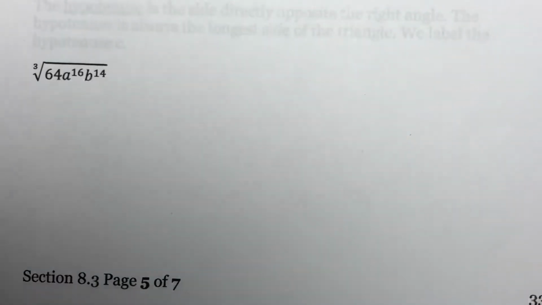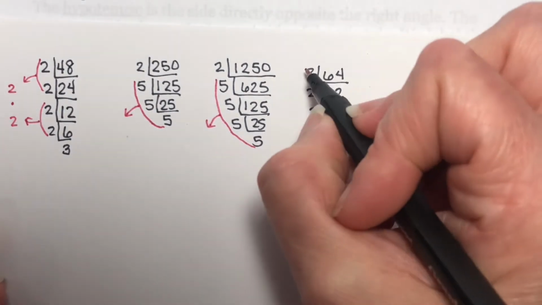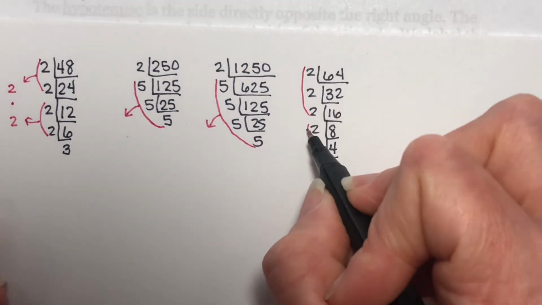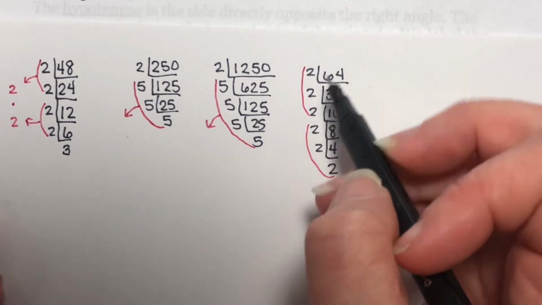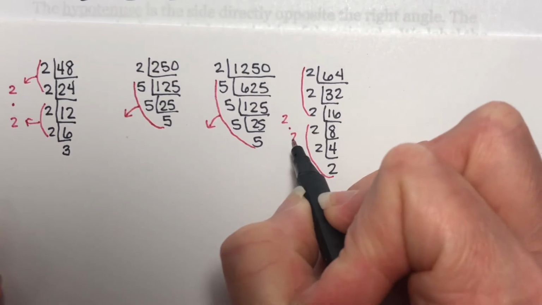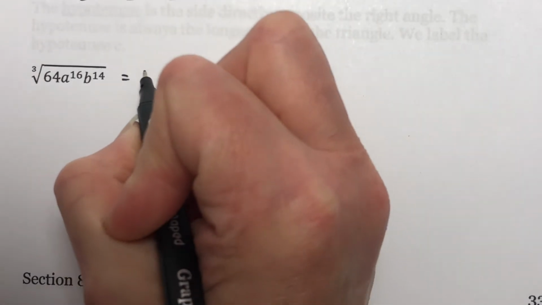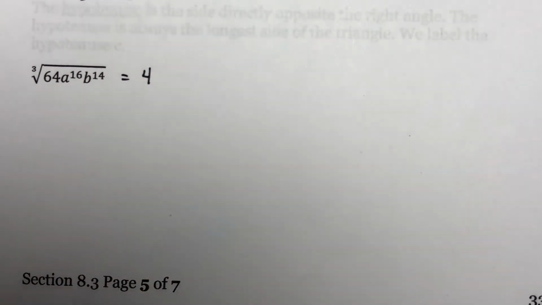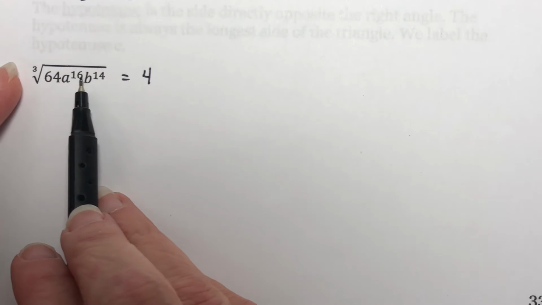Now I'm looking for a cube root, so I'm looking for groups of 3. I have 3 2s here. I have 3 2s here. So 64 is a perfect cube. The cube root of 64 is 2 times 2, which is 4. So the cube root of 64 is 4. Got that? Okay. Now the cube root of a to the 16th.